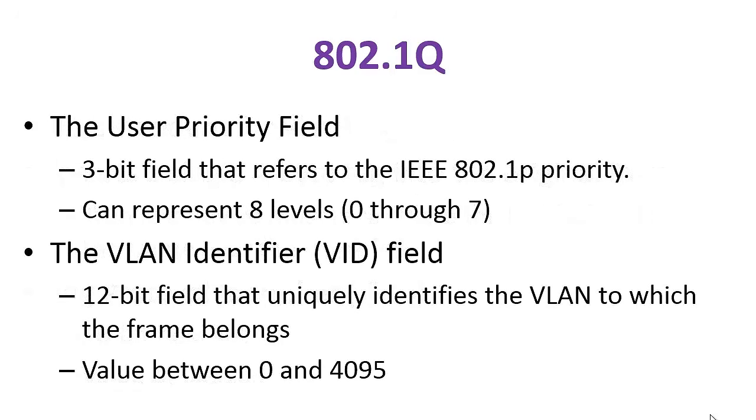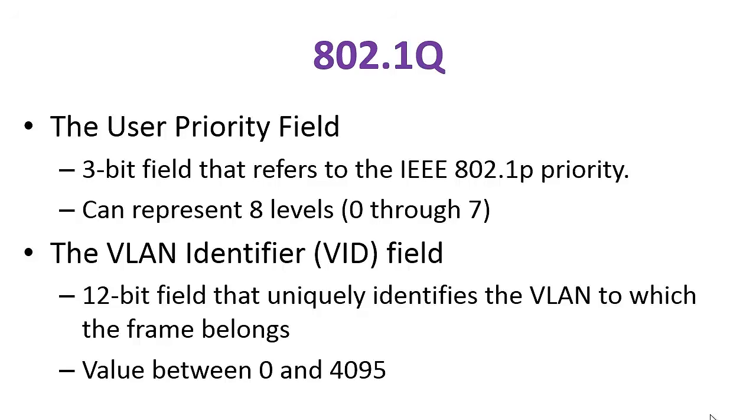802.1Q also has a user priority field. Now, if you've worked at all with telephony, this would look familiar to you. The 3-bit field refers to the 802.1p priority, and there are 8 separate levels of priority. It also has a VLAN identifier field, a 12-bit field that uniquely identifies the VLAN to which the frame belongs.